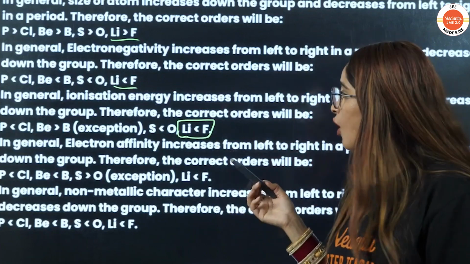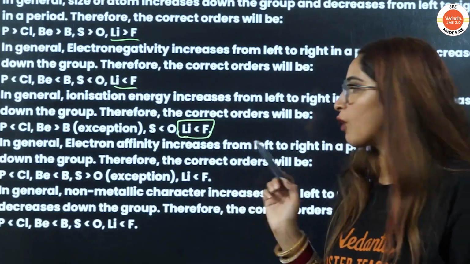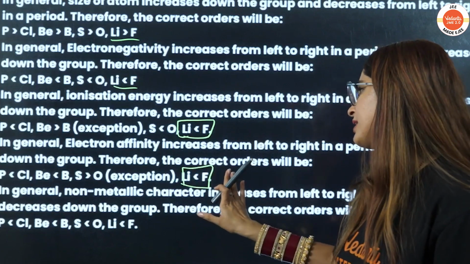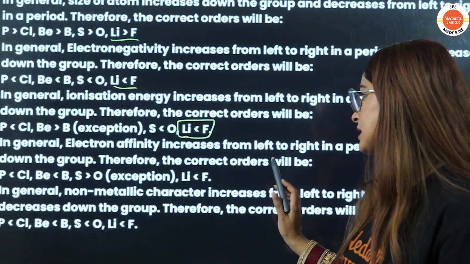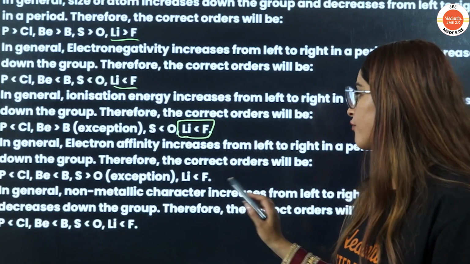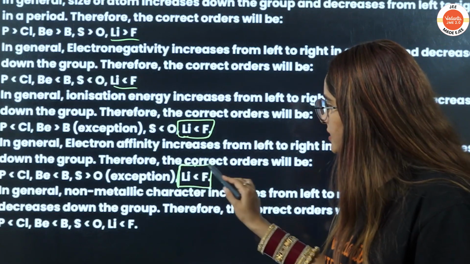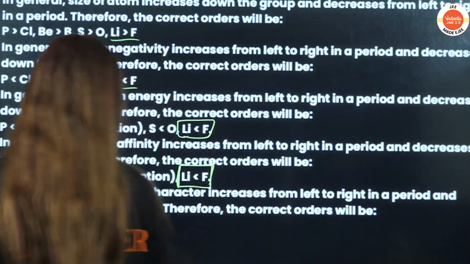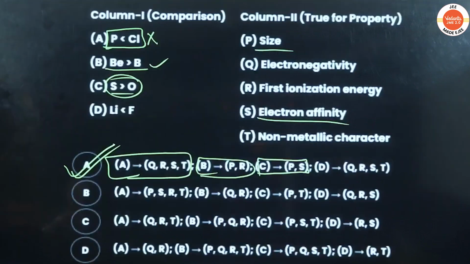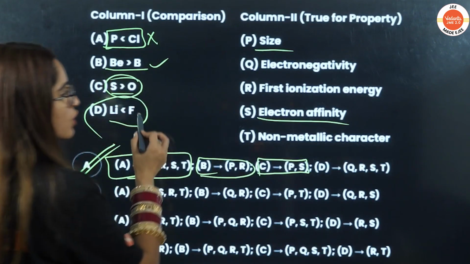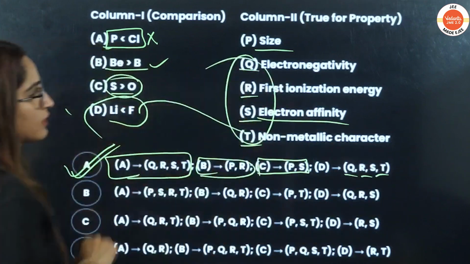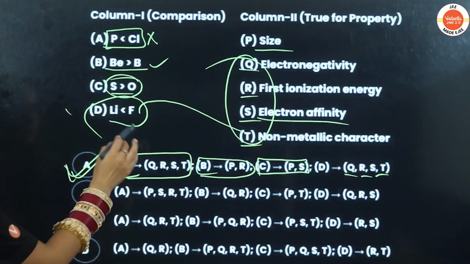Ionization enthalpy of fluorine: it is very, very difficult to take out the electron because it is highly electronegative. And fluorine also has greater, wait a minute, increases from left to right. Electron affinity of fluorine is greater. Here, the non-metallic character of fluorine is greater, right? So for this, fluorine is greater. Yes. So it is Q, R, S and T, four things. Okay? So again, that is the correct answer.